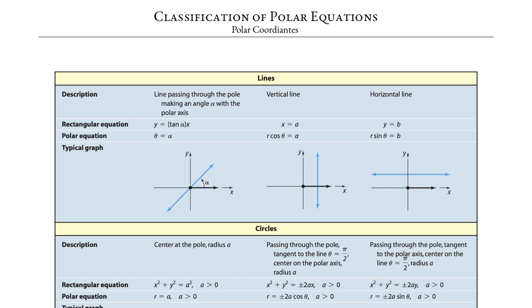For the vertical line x equals a, in polar coordinates x is r cosine theta. So the equation is r cosine theta equals a. So r equals a over cosine theta, or r equals a secant theta. For the horizontal line, y equals b, but y is r sine theta, so r equals b over sine theta, or r equals b times cosecant of theta, represents the horizontal line.